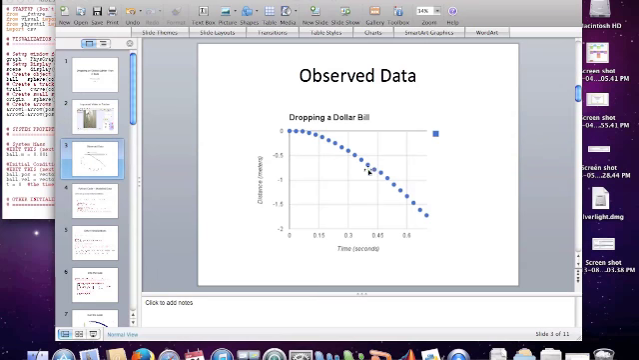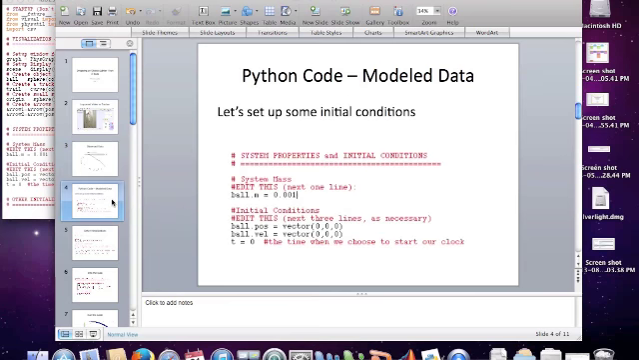The only hiccup we have being around the 0.45 second mark. This may be because it hit the wall or just imperfect videotaping skills, as it was hard to always be able to see such a small object on camera. Next, we move to our Python code, or our modeled data.